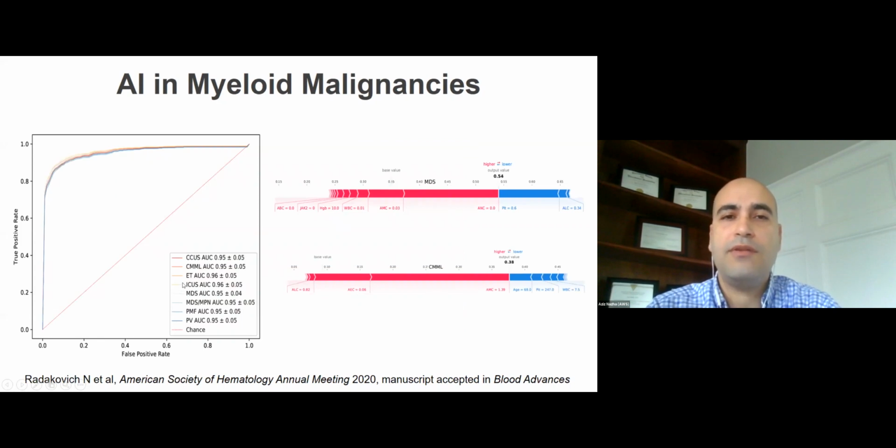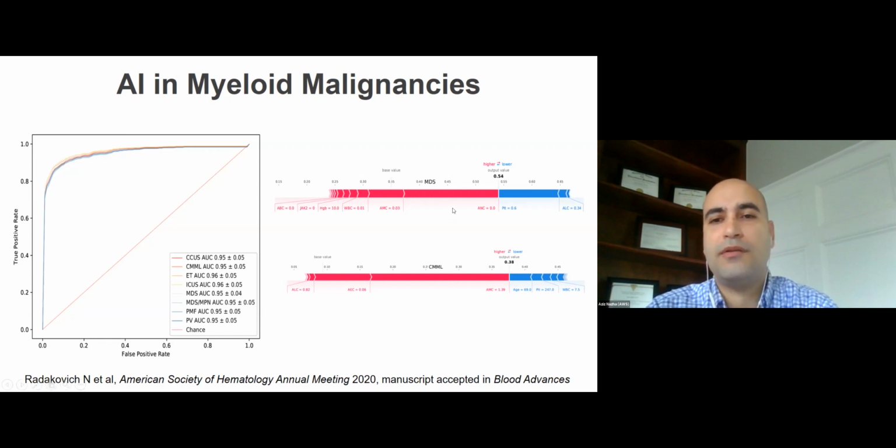We were able to build a robust model that can distinguish these entities, as you can see here, with high AUC on the validation cohort. What was also really important is that the model was validated externally on a completely independent cohort to assure the reproducibility of this model in the clinical setting.